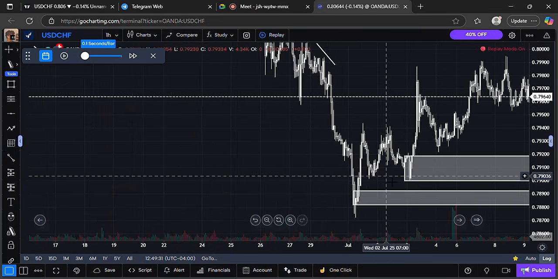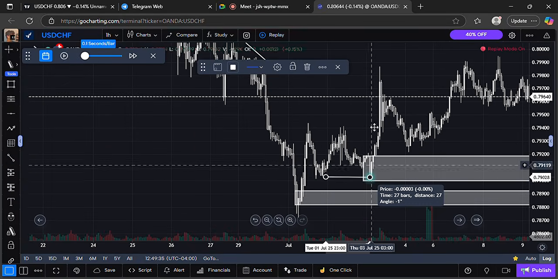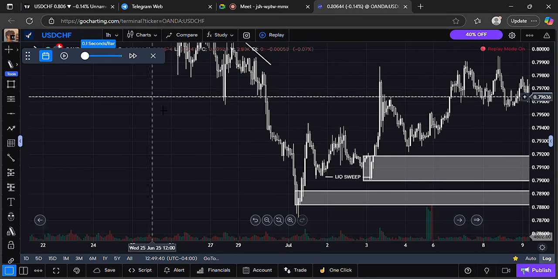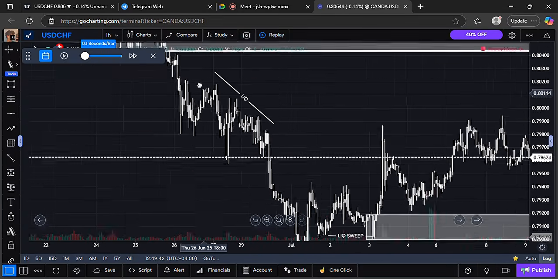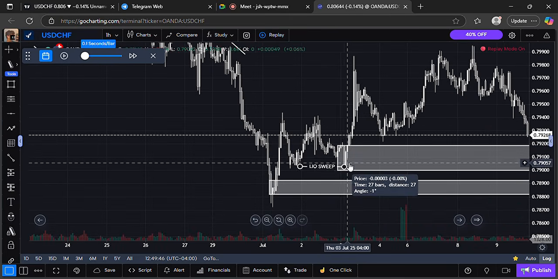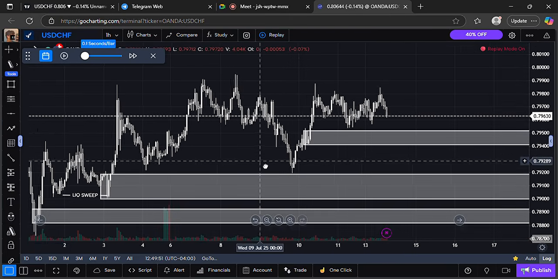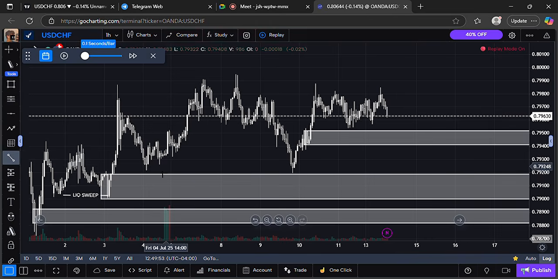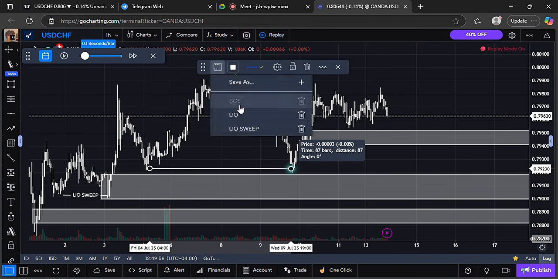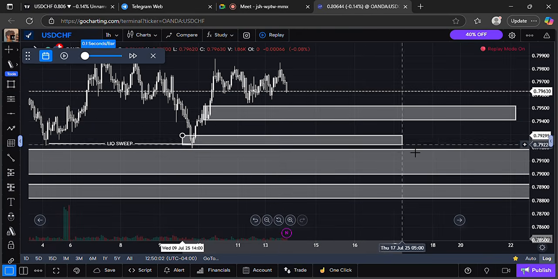So this was also a good demand because it swept liquidity. It was going up and created some liquidity and then swept it, same as I told you here. This was a good demand, that's why it tapped it. So this is also a good demand. Here it swept liquidity, and this demand is also good.